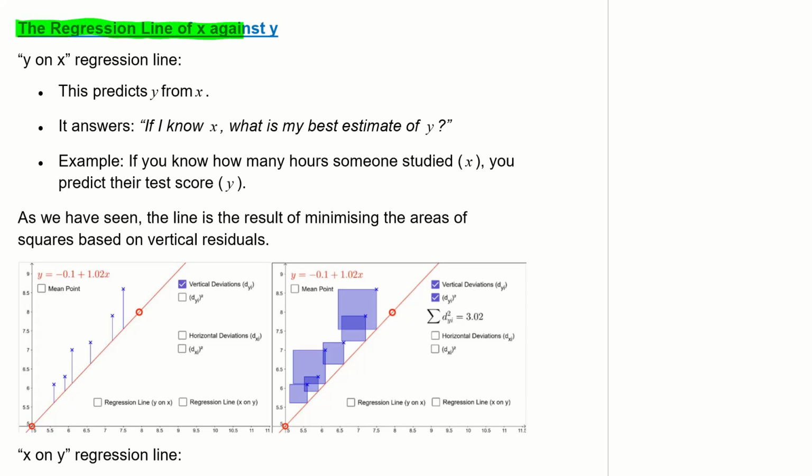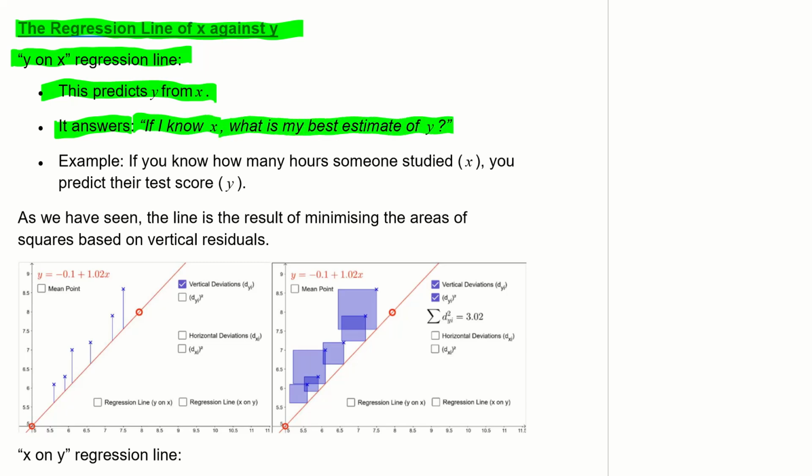The regression line of x against y. The y on x regression line, which we've looked at, predicts y from x. It answers, if I know x, what is my best estimate of y? For example, if you know how many hours someone studied, x, you can predict their test score, y. And we talked about the limitations of this in the last lesson or two.